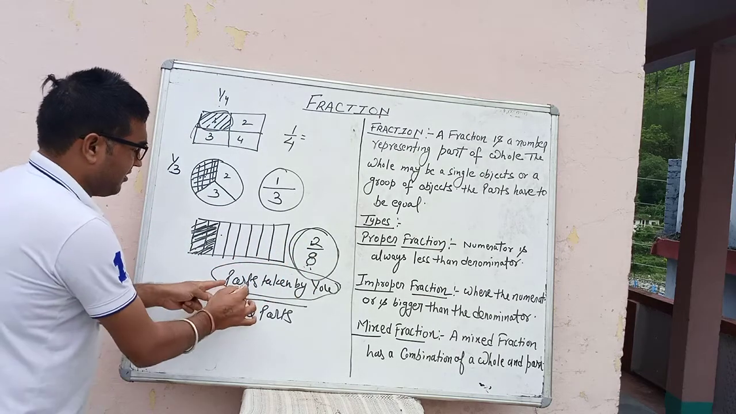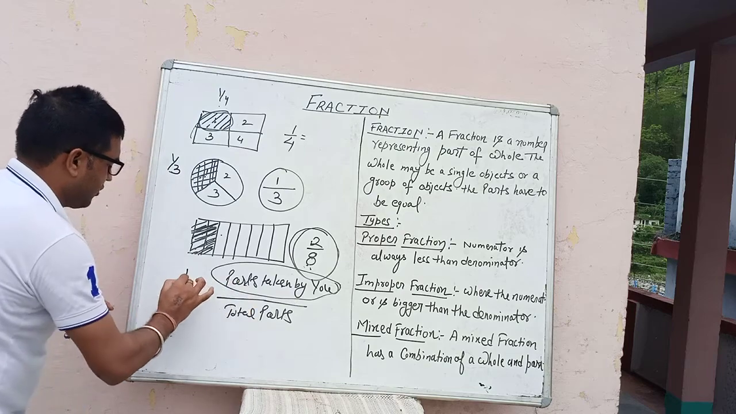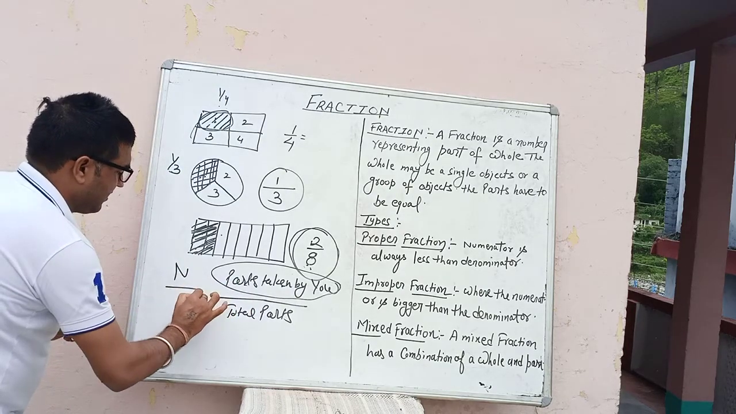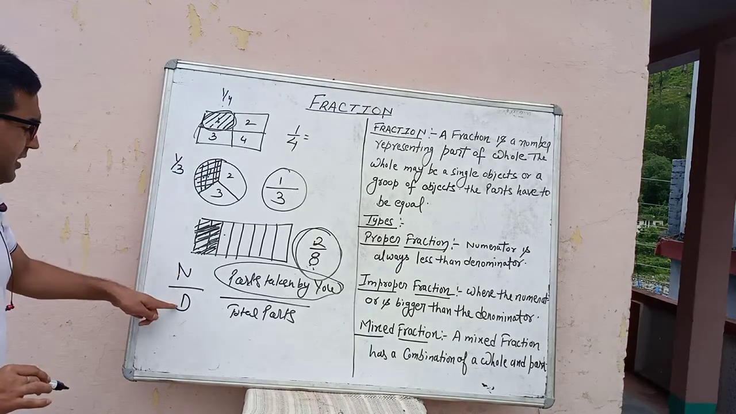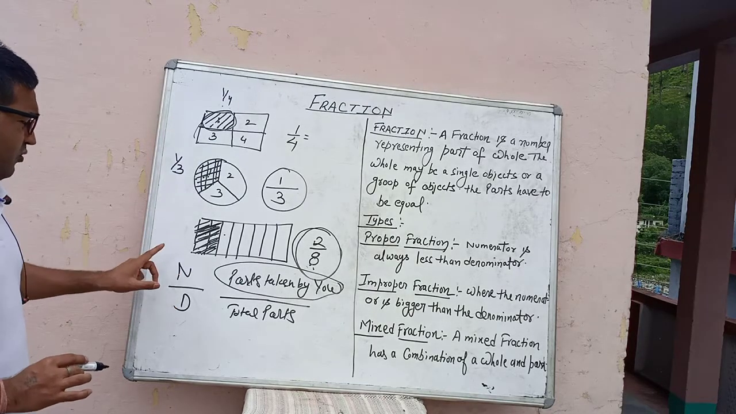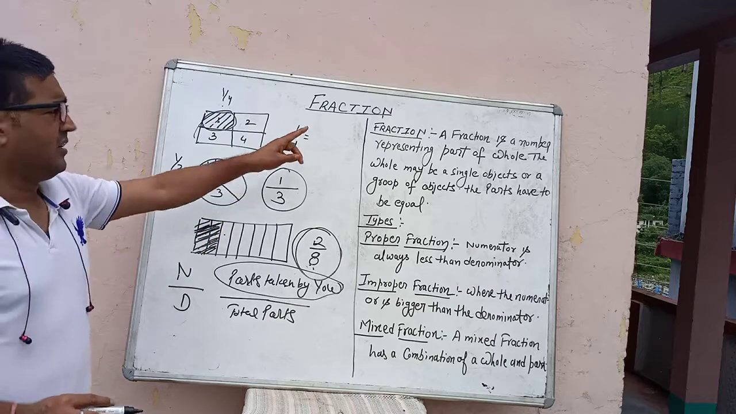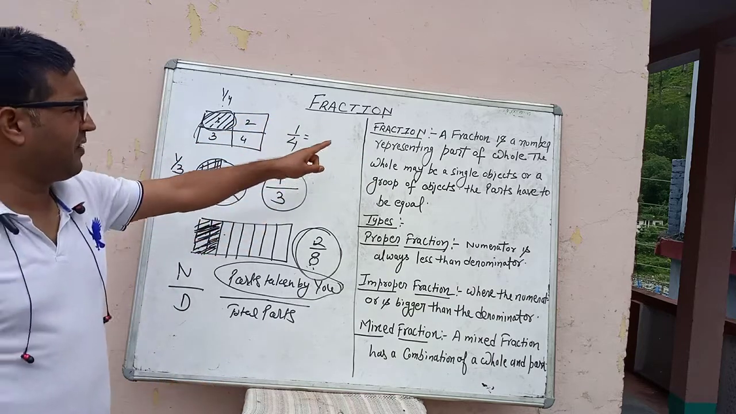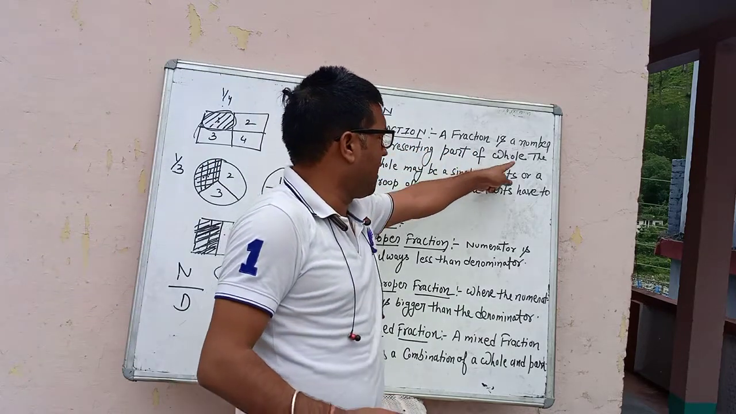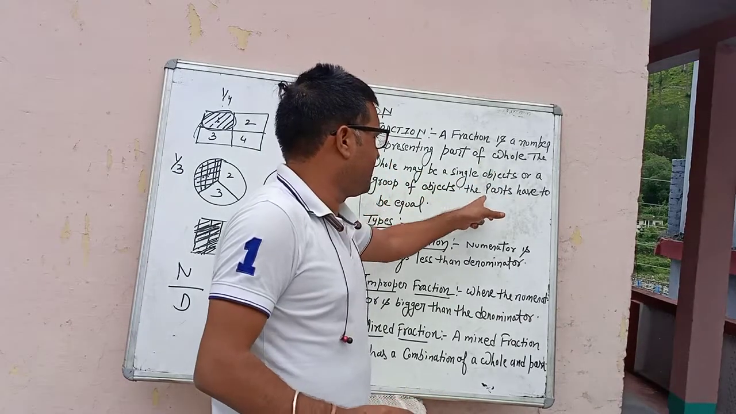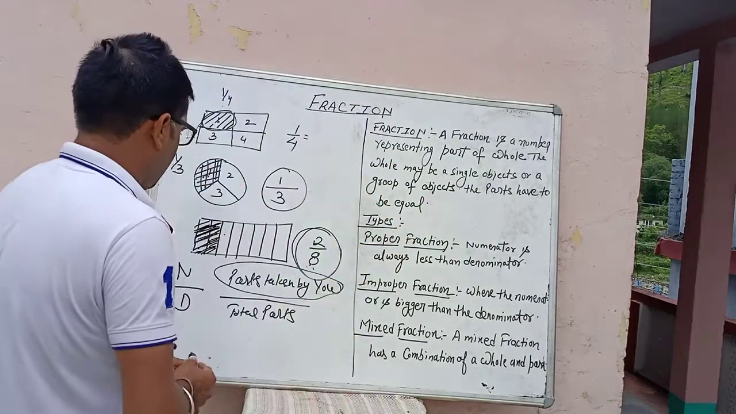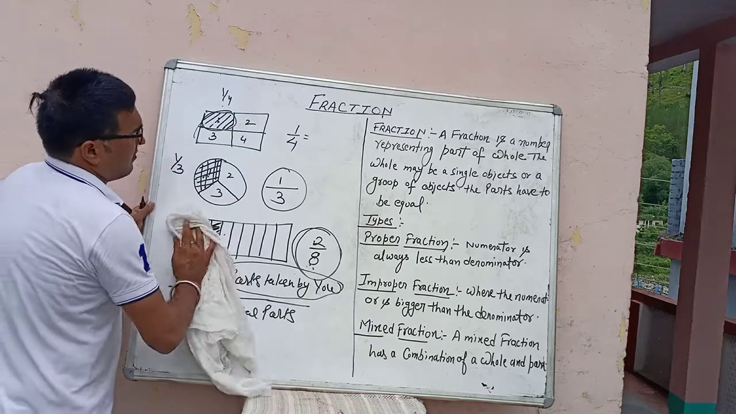The part taken by you is known as the numerator, and the total is known as the denominator. This is the numerator, this is the denominator. So finally we can say that a fraction is a number representing the part of a whole, and the whole may be a single object or a group of objects. The parts have to be equal. So this is a fraction.